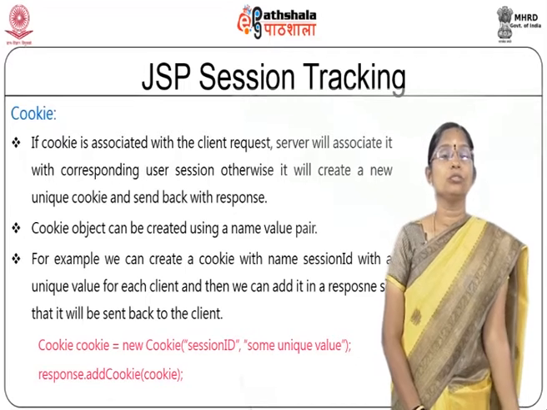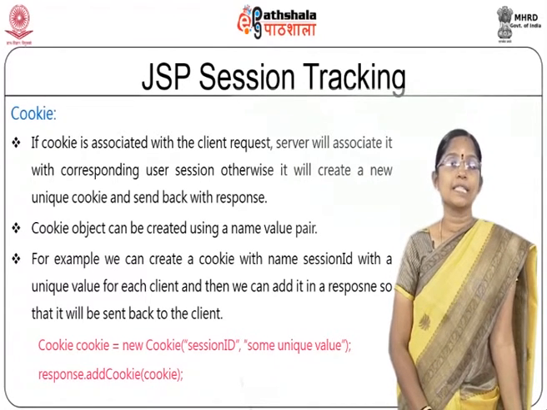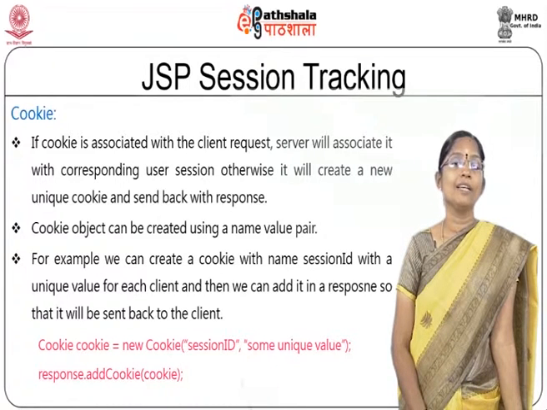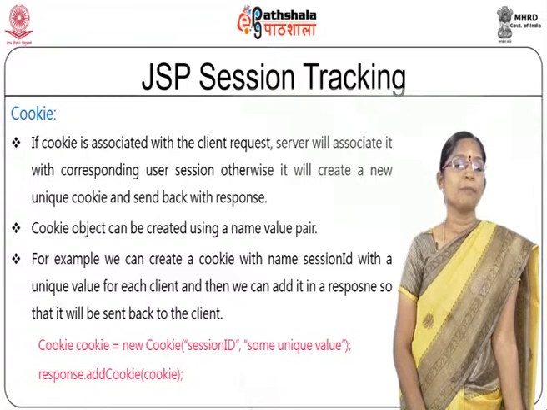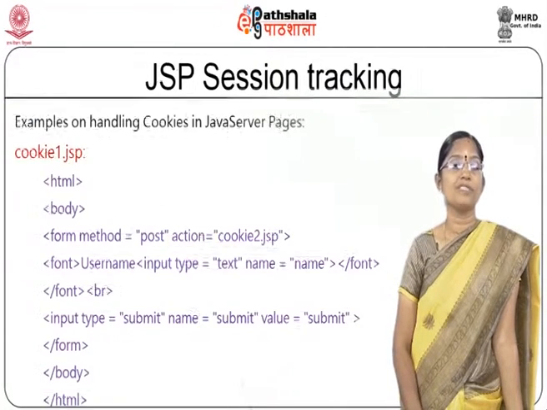Okay. Now let us look through session tracking using cookies in JSP. If a cookie is associated with the client request, the server will associate it with the corresponding user session. Otherwise, it will create a unique cookie and send it back with the response. A cookie object is normally created using a name-value pair. Cookie is the class name, and the second cookie is the object name, equal to new Cookie with sessionID and some unique value given. After creating the cookie, it is added to the response from the server side.